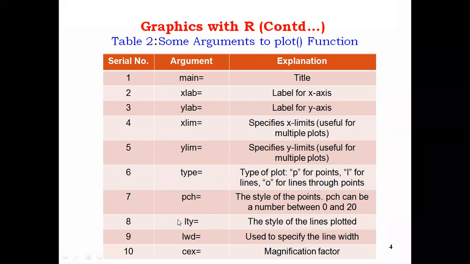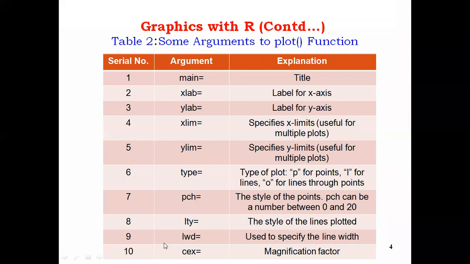Okay. And then the next one, serial number 8, LTY. What is the meaning of this? This is the style of the lines plotted. Which line we are going to plot in our graph, in our window. Then the style of the lines is denoted by LTY equal to. So this is the short form. That means in R, this is the argument, LTY.